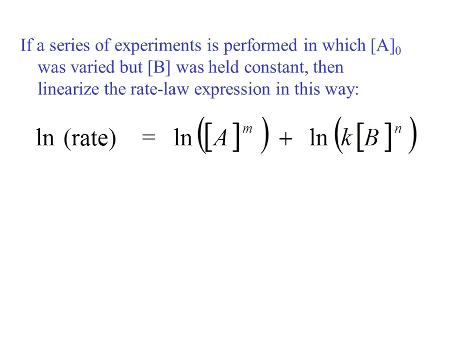As long as we hold B constant, when I break it out into the natural log of the product, which is the sum of the individual natural logs, I'm just going to put B with my rate constant K, because neither one of those is going to change. This is going to change.